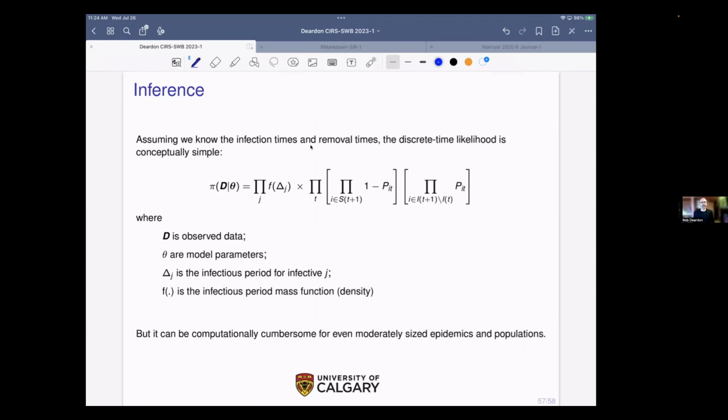Okay, I really am running out of time, but I will spend a couple of minutes on this slide if it's okay.